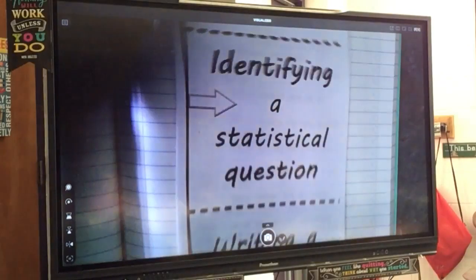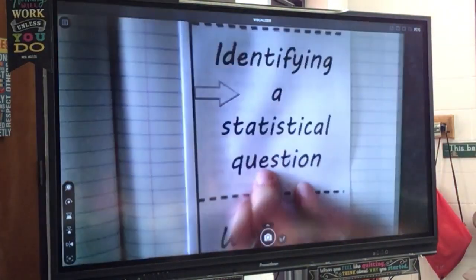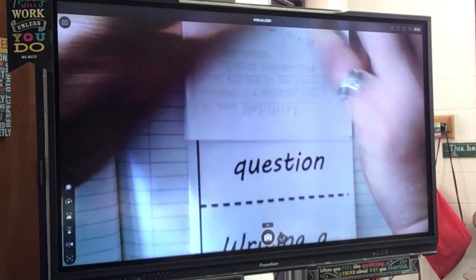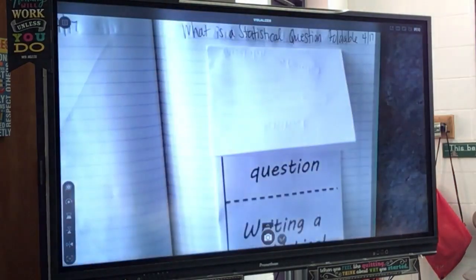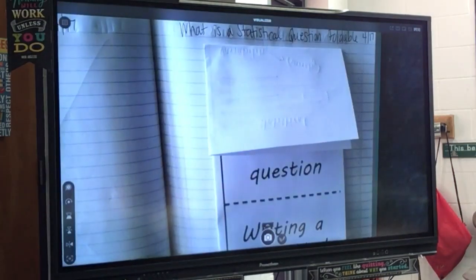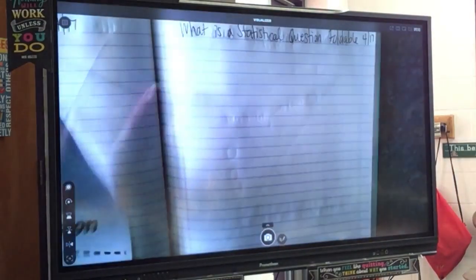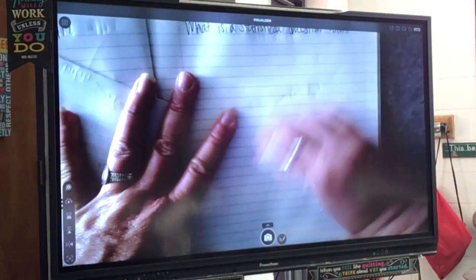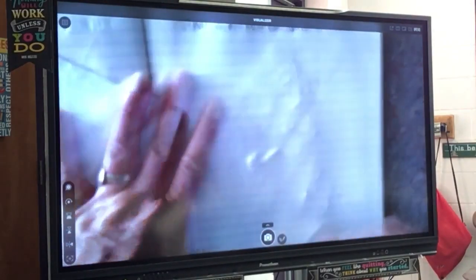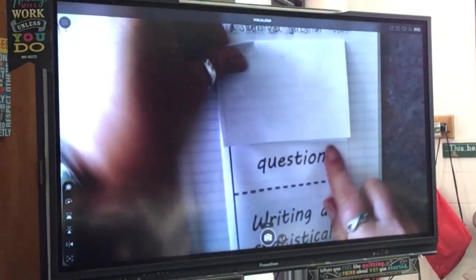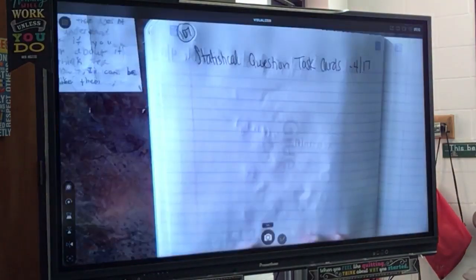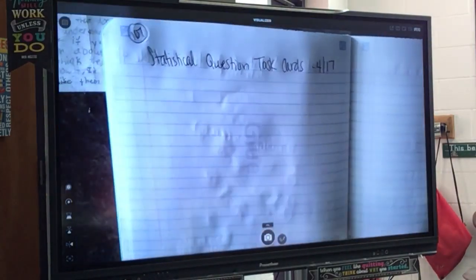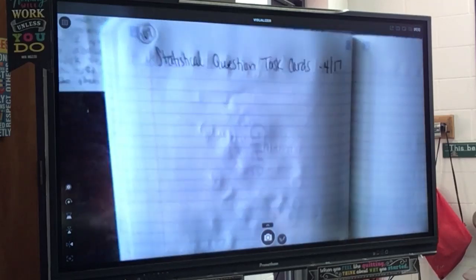All right. This is obviously going to be bigger than your notebook, so you're going to need to fold the top section down, and then you're going to need to glue it in here. Okay, once you get that glued in, turn the page and title it Statistical Question Task Cards. And then today's date. Stand up when you're done.